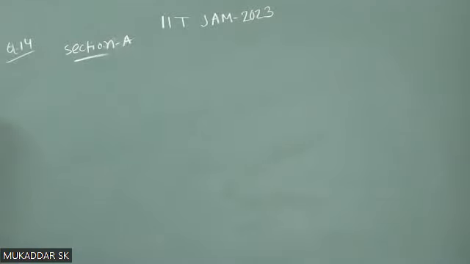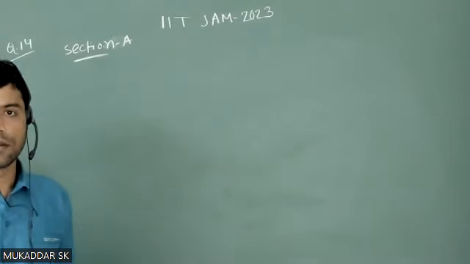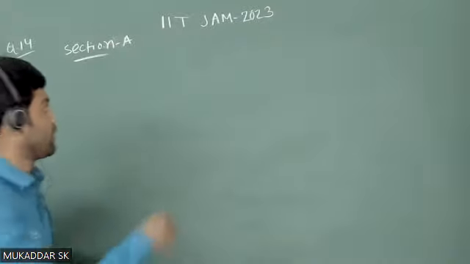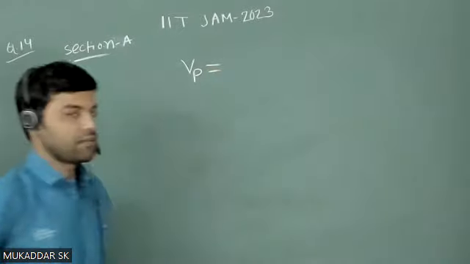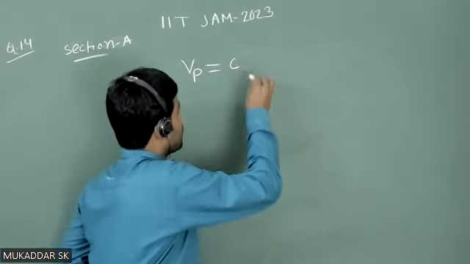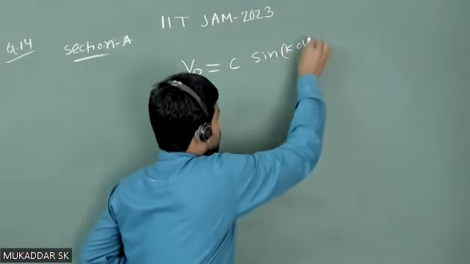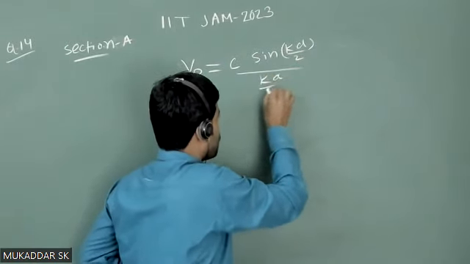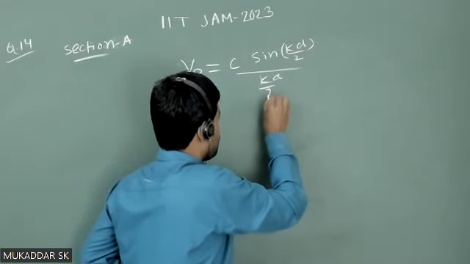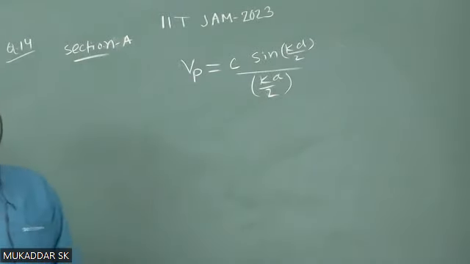In that question it is given that the phase velocity of a transverse wave in a one-dimensional crystal is Vp equals c times sine of kd by 2 divided by kd by 2. That is provided. Then they have asked what will be the group velocity of this wave, that you have to calculate.